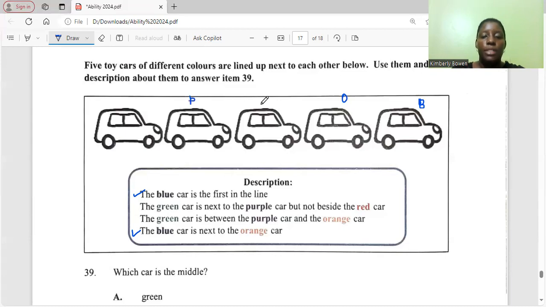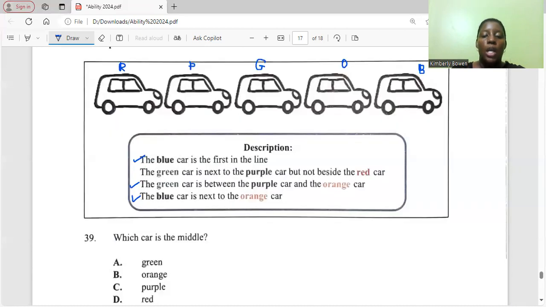And I can put the green car here. And while I was doing that, I was literally glancing at the second statement. And I realized that it could actually go there because once the green car is not beside the red car, it's okay. It's next to the purple, so that's fine. So I'll just put the red here. And there we have it.